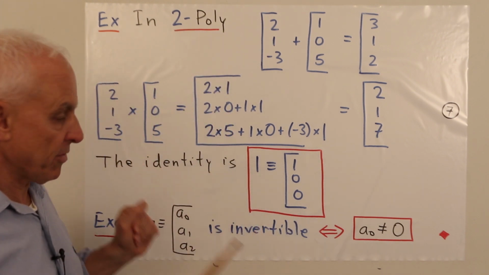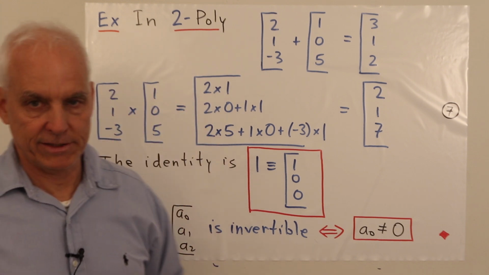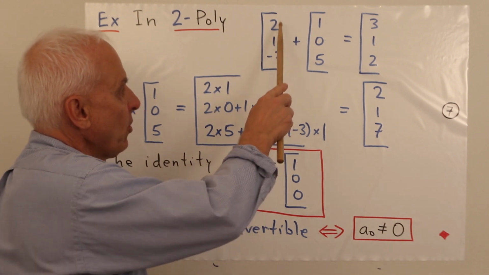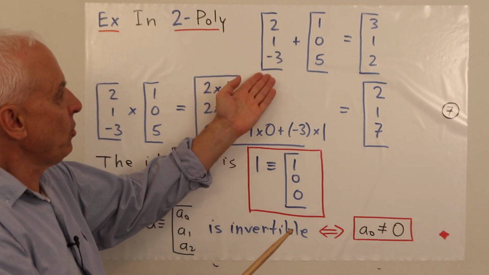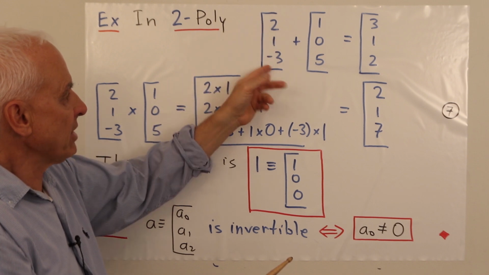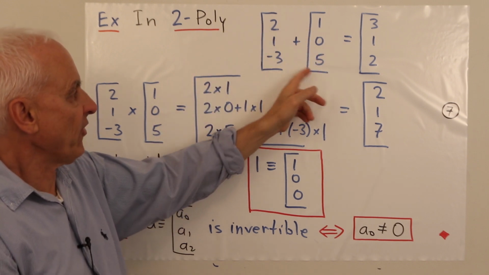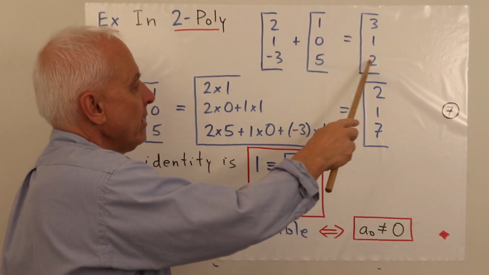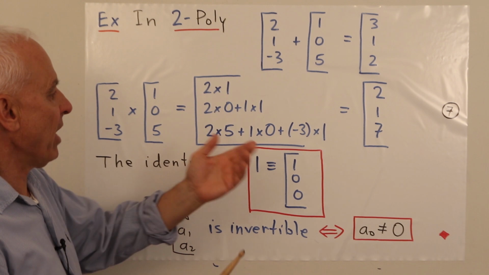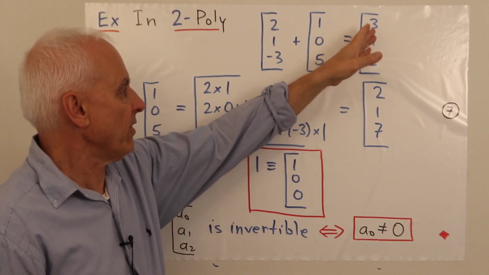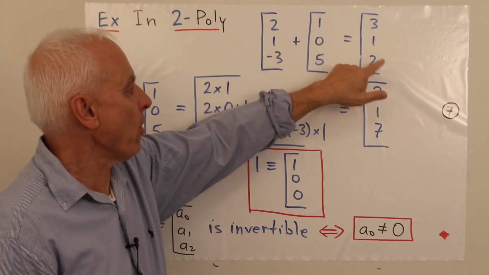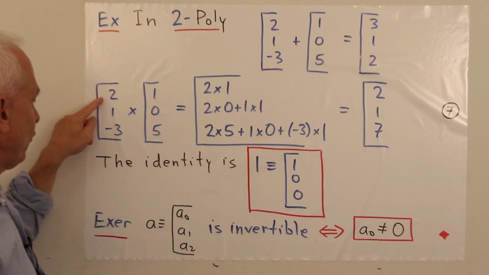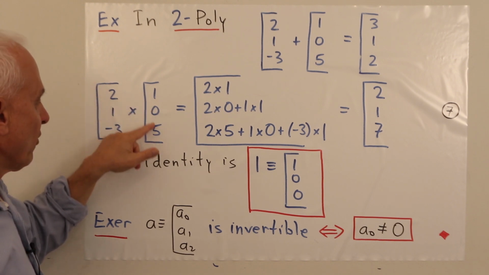So let's do some arithmetic, say with 2 polys. A 2 poly has 3 entries: level 0, level 1, level 2. So here are two 2 polys, 2, 1, minus 3, and 1, 0, 5. The sum is, of course, just the pointwise sum, 3, 1, 2. And multiplying by a scalar is obvious. If you wanted to multiply this by a scalar 4, you'd get 12, 4, 8. What about the product of these two? 2, 1, minus 3 times 1, 0, 5.